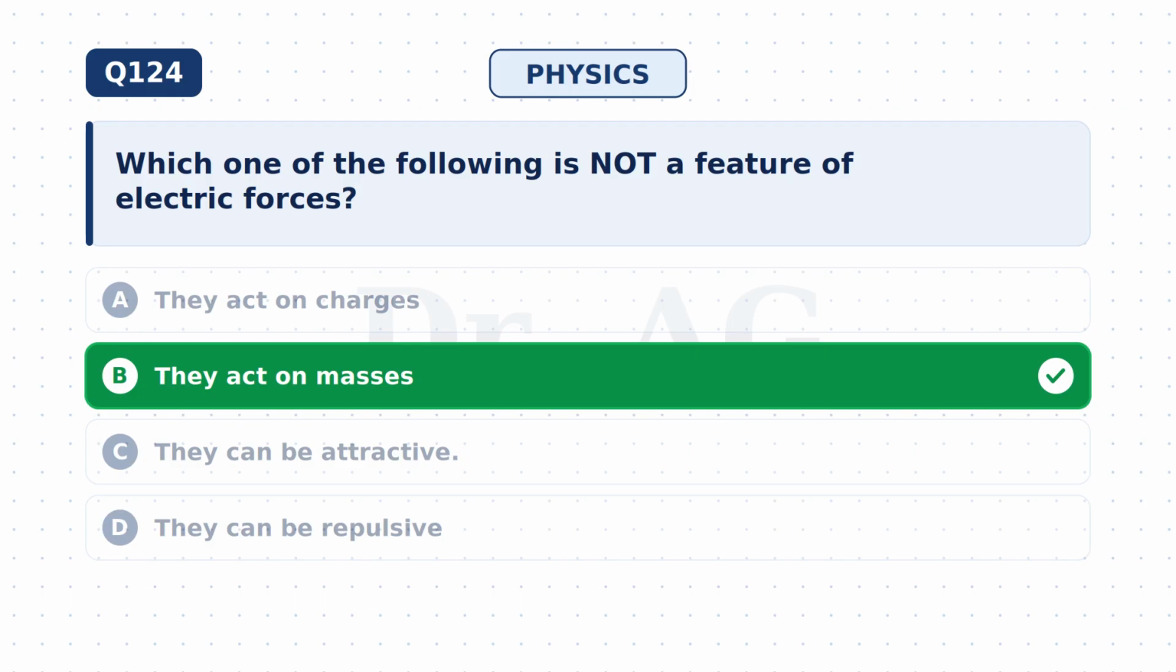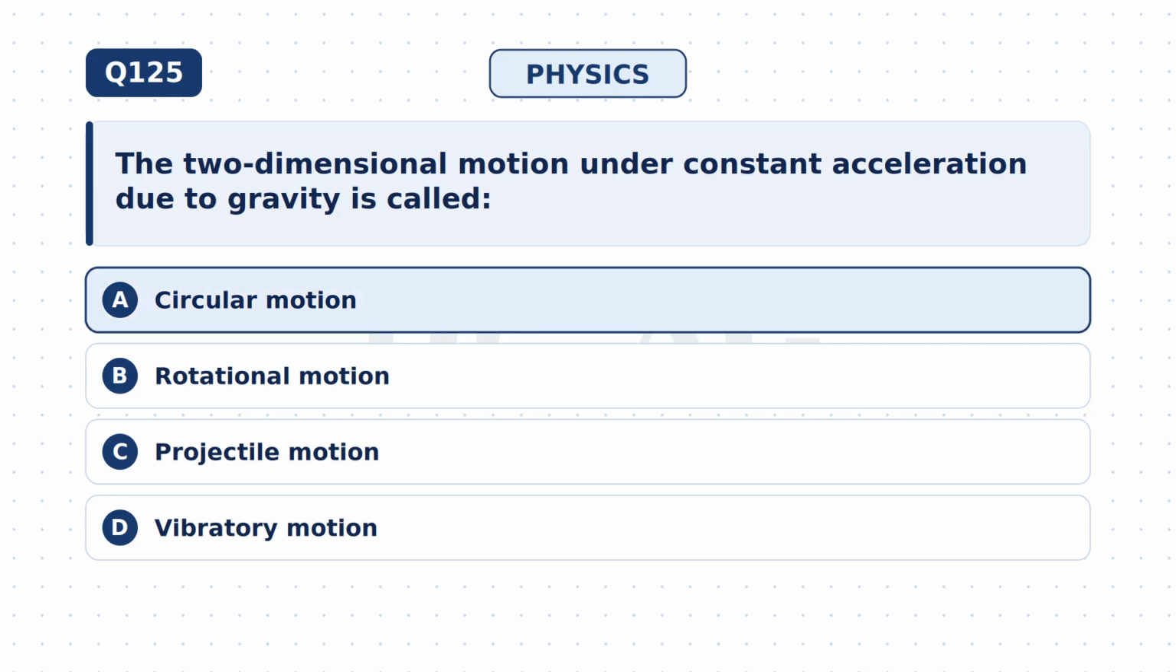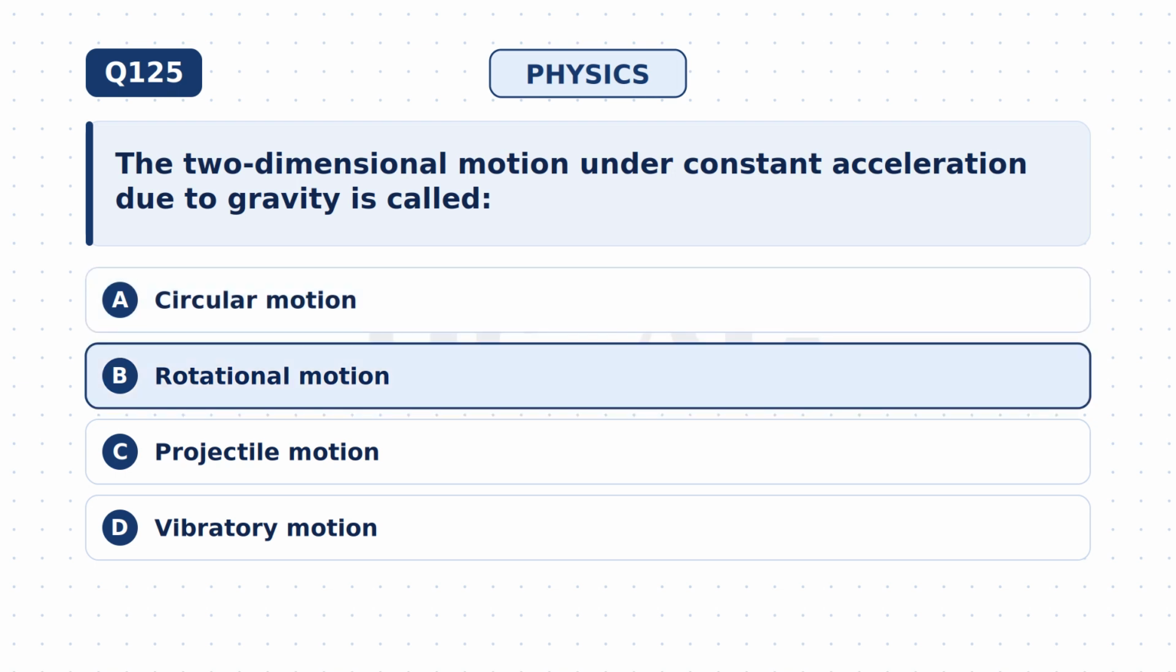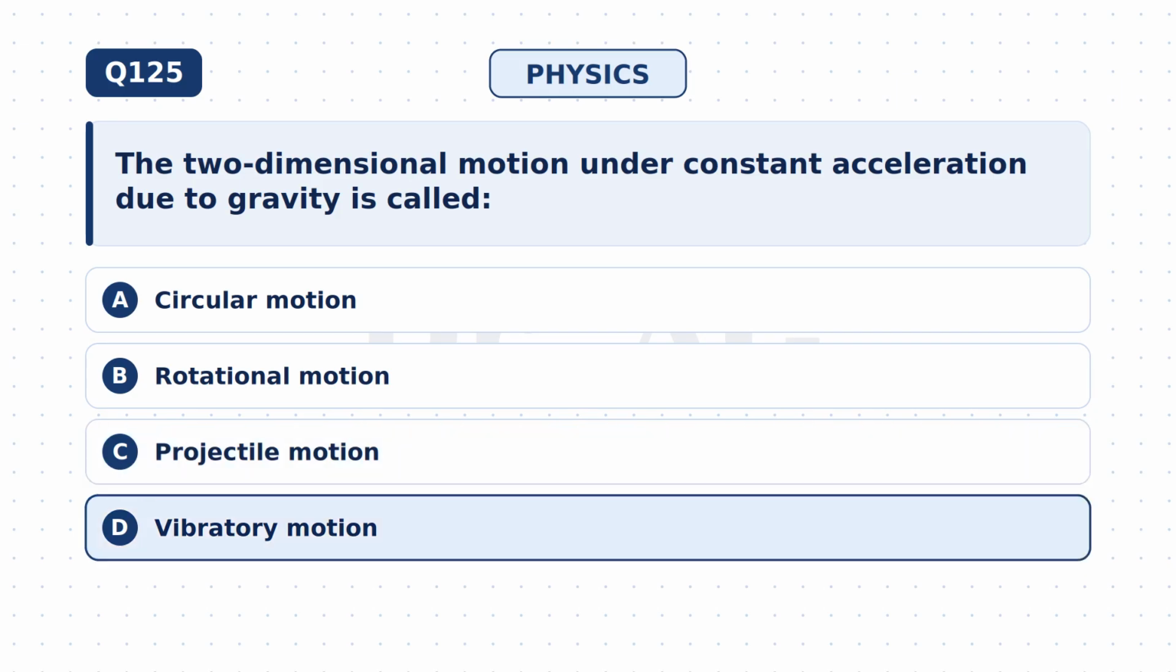The correct answer is B. They act on masses. Question 125. The two-dimensional motion under constant acceleration due to gravity is called. Option A. Circular motion. Option B. Rotational motion. Option C. Projectile motion. Option D. Vibratory motion.